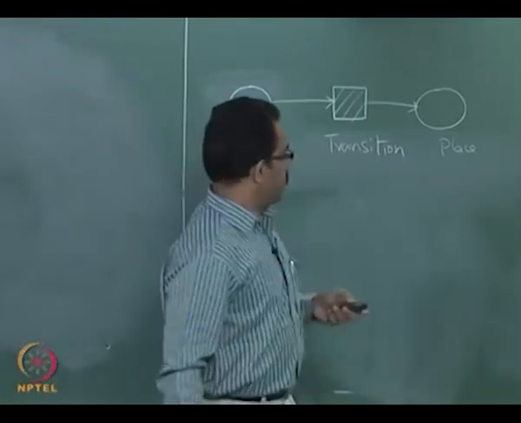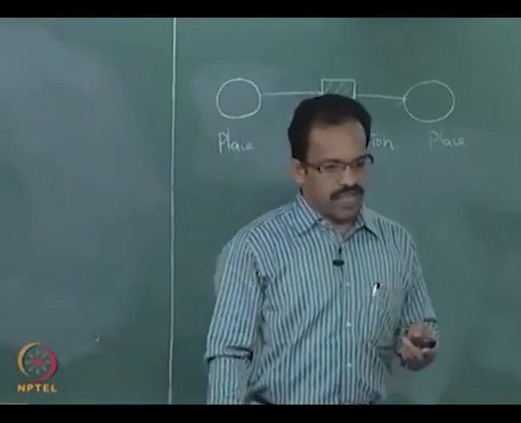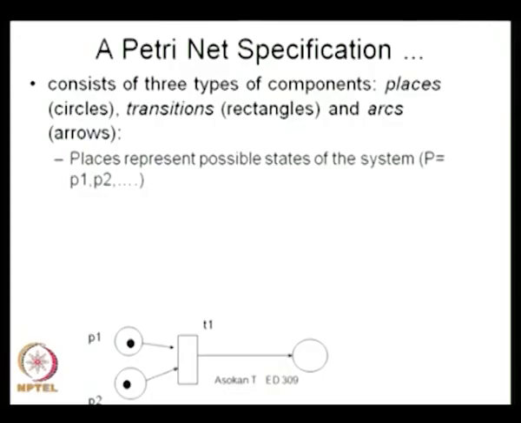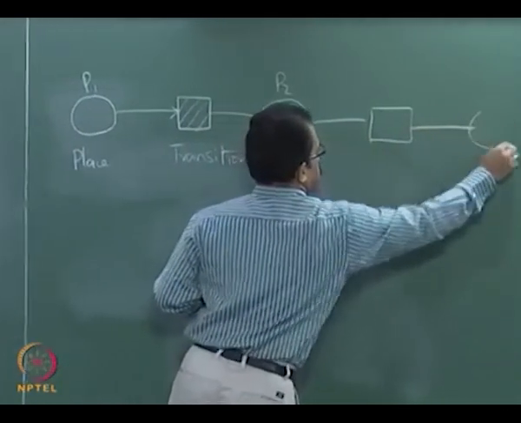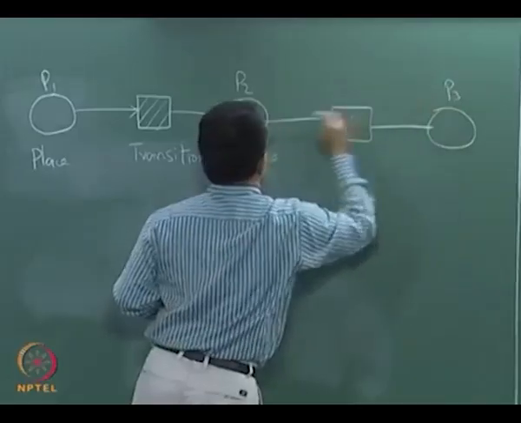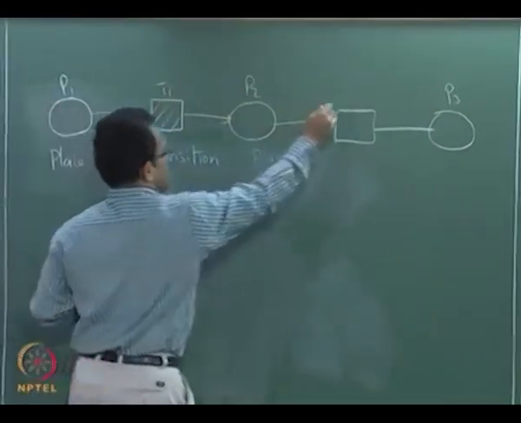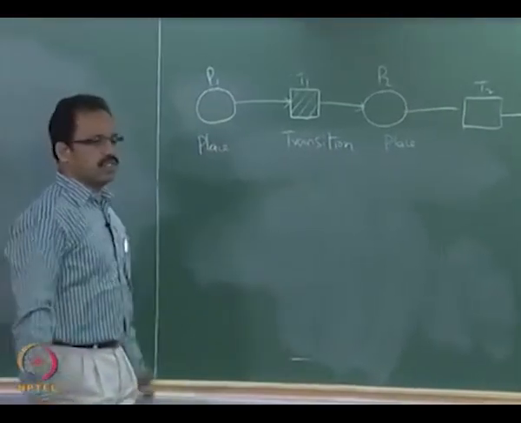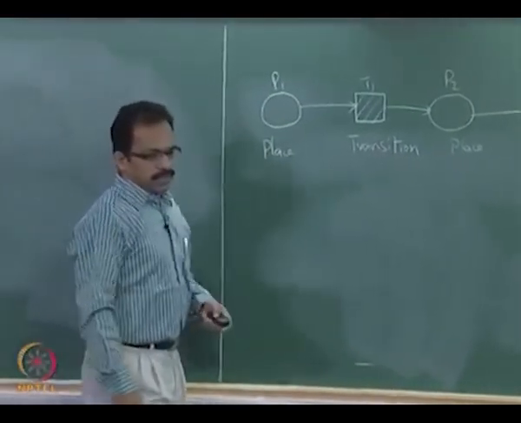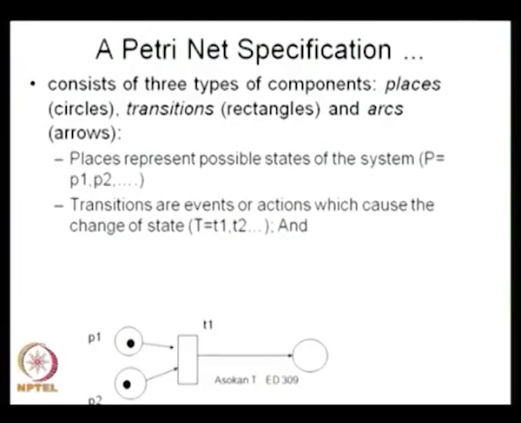And then I mentioned the places represent possible states of the system. So these are the possible states, so we can represent this as P1, P2, etc., the possible states. We can have multiple transitions and multiple places, so P1, P2, P3, so this will be T1, transition 1, transition 2, like that. So you can have many number of places and transition in a Petri net. Then the transitions are events or actions which cause the change of state. So as I told you, it is actually changing from this state to this state.